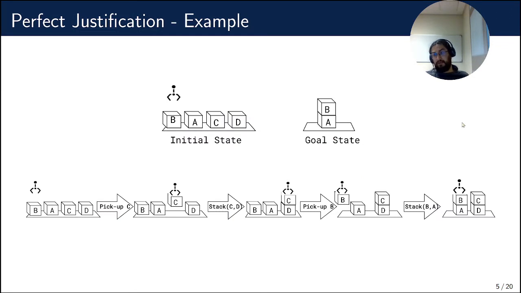As an example of a plan that is not perfectly justified, we have a blocks world task where initially all blocks are on the table, and we want to get to a state where block B is on top of block A. The plan we have is to pick up C, put C on top of D, then pick up B and stack B on top of A. We can clearly see that if we remove the first two actions, we get a plan that is valid because each action is applicable and we reach the goals. So these two actions together are not justified. They can be removed and still get a valid plan. So this plan is not perfectly justified.